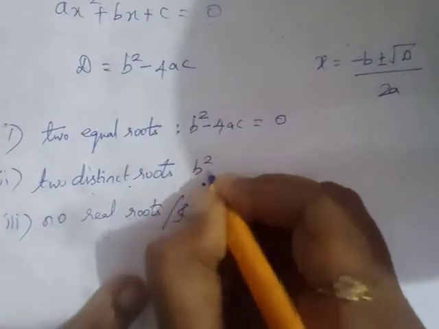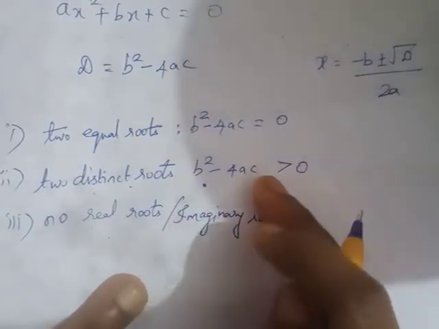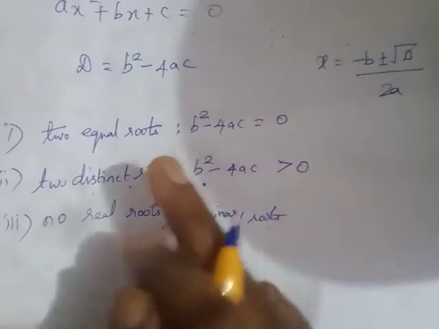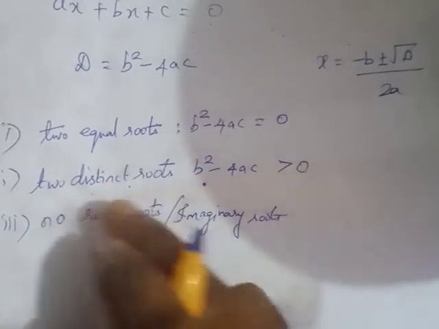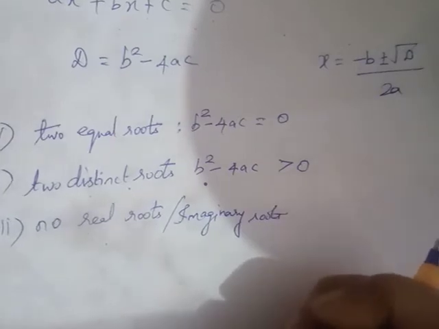Two distinct roots: when it will be two distinct roots, b square minus 4ac is greater than 0. If it is greater than 0, then two distinct roots. Distinct means different roots. If one is 2, another one will be 3. If one is 2 plus root 3, another one will be 2 minus root 3. Like that you will be getting two different roots.